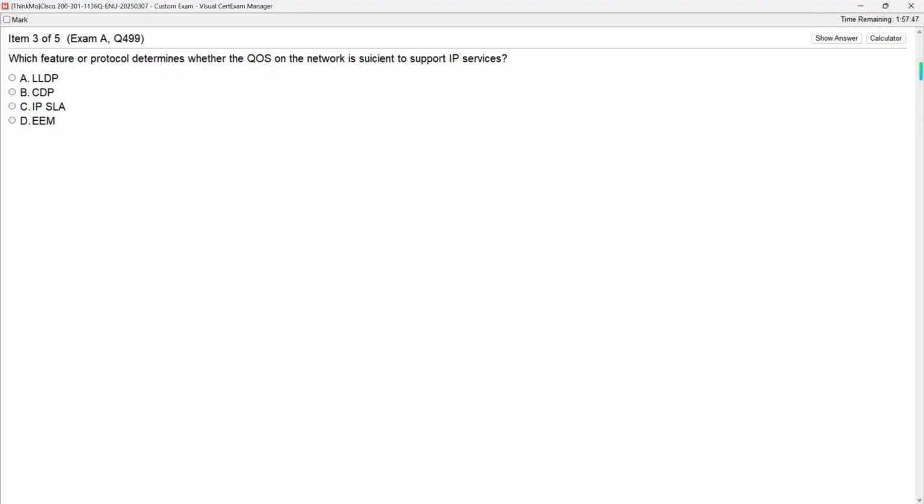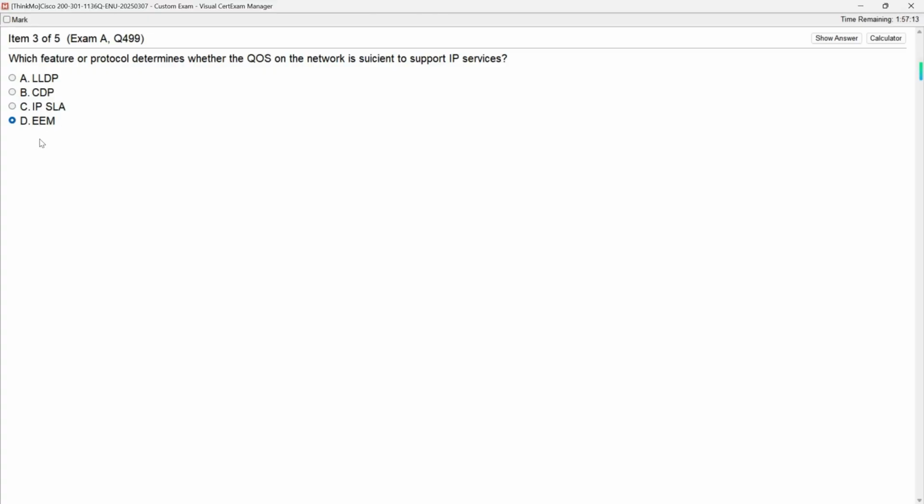All right, question 3. For the third question, it asks which protocol among A, B, C, and D is used to verify whether QoS on the network supports IP services? First of all, both LLDP and CDP are link discovery protocols. One is Cisco's proprietary protocol, and the other is a public protocol. Their functions have nothing to do with testing network performance. Only IPSLA is related to network performance testing, and the last one also isn't related.